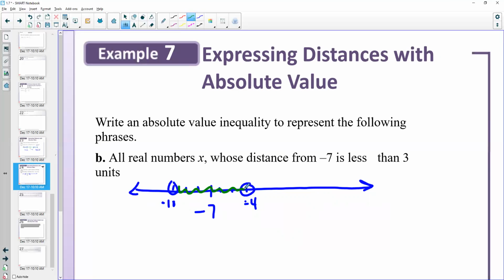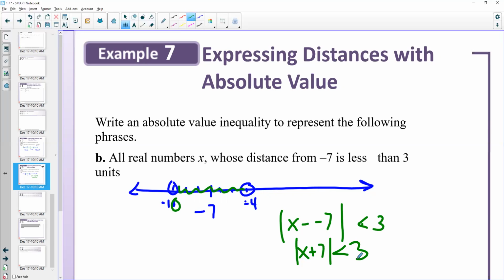All right, so how do I express that? Well, it's really something, and I moved away from negative 7, right, is less than 3 in either direction, right? So x plus 7, something plus 7, the absolute value of that is less than 3. Something and negative 7, that distance has to be less than 3 total. That's what this says. Okay.